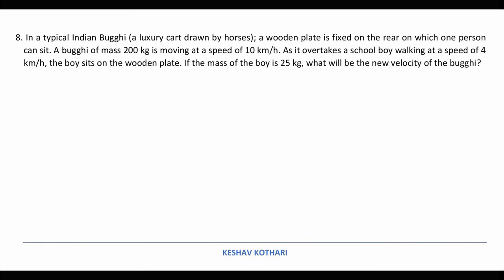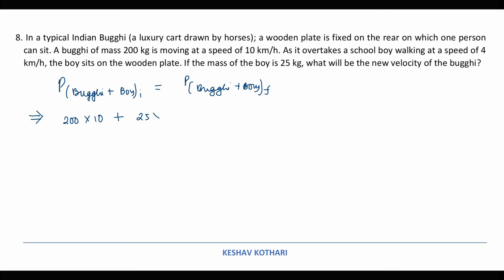So if we consider this problem, we can say that if we consider the buggy-boy system, then momentum for them will be conserved because there is no net external force acting on the system. So for the buggy-boy system, the initial momentum is equal to the final momentum. We are applying momentum conservation and we will be putting the value of speed in kilometer per hour. So the mass of buggy is 200 having a speed of 10 kilometer per hour, plus the mass of boy, which is 25, and the speed is 4 kilometer per hour.